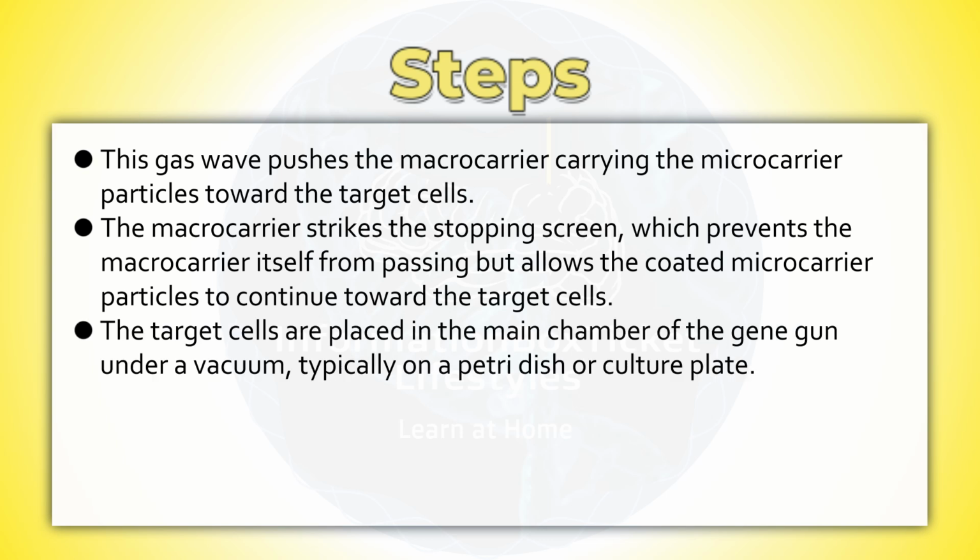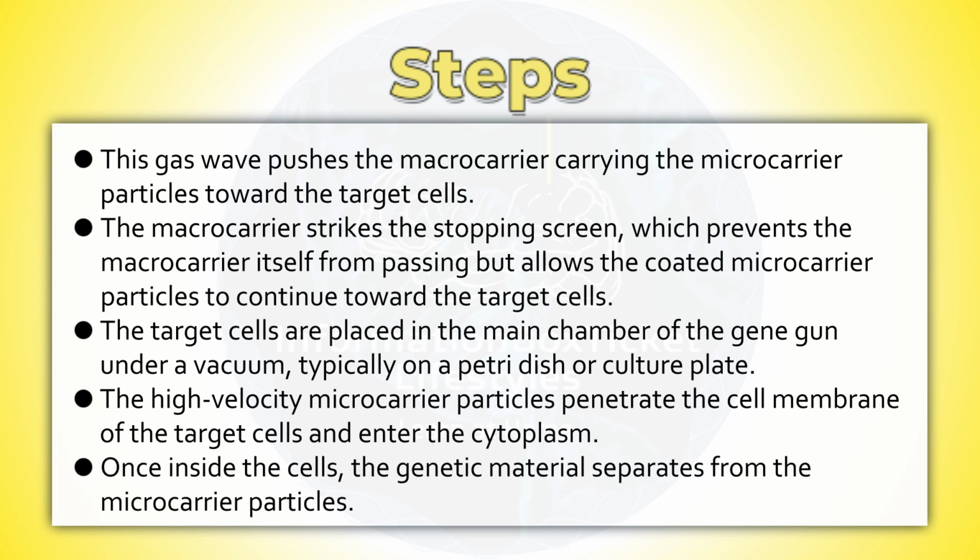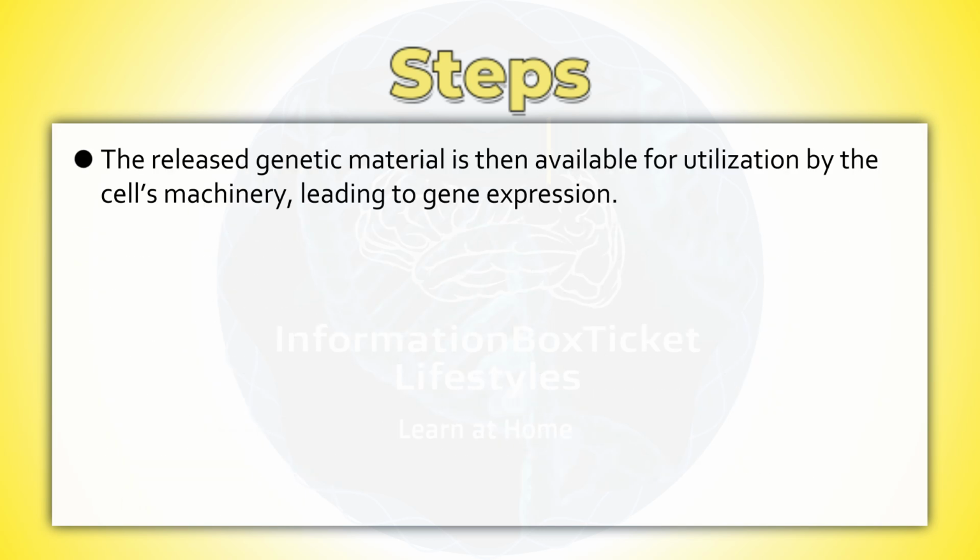The target cells are placed in the main chamber of the gene gun, under a vacuum, typically on a petri dish or culture plate. The high-velocity microcarrier particles penetrate the cell membrane of the target cells and enter the cytoplasm. Once inside the cells, the genetic material separates from the microcarrier particles. The released genetic material is then available for utilization by the cell's machinery, leading to gene expression.